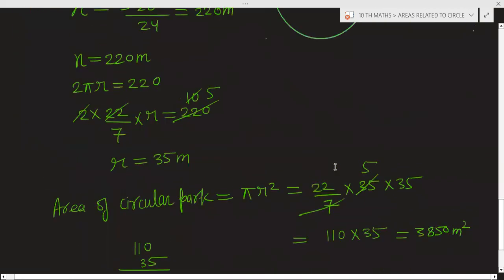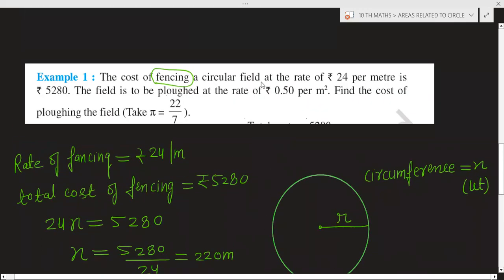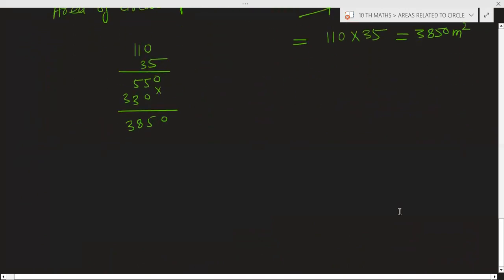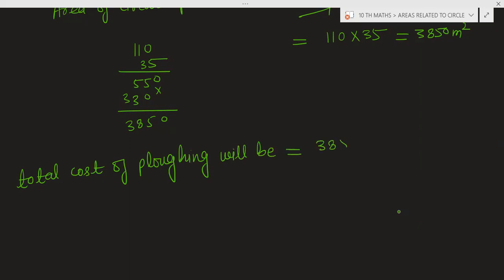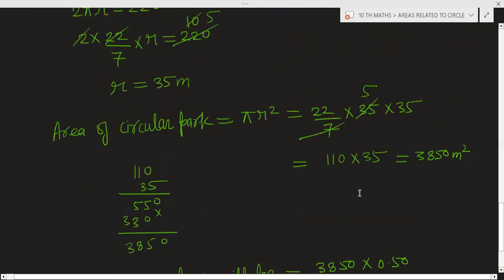And for plugging 1 meter area, this much amount you have to spend. The cost of plugging 1 meter area is this, but the total area is this, which means the total cost of plugging will be the total area 3850 multiplied by 0.50. Just find it out, it will become 1925 rupees. Rupees 1925 we have to spend.